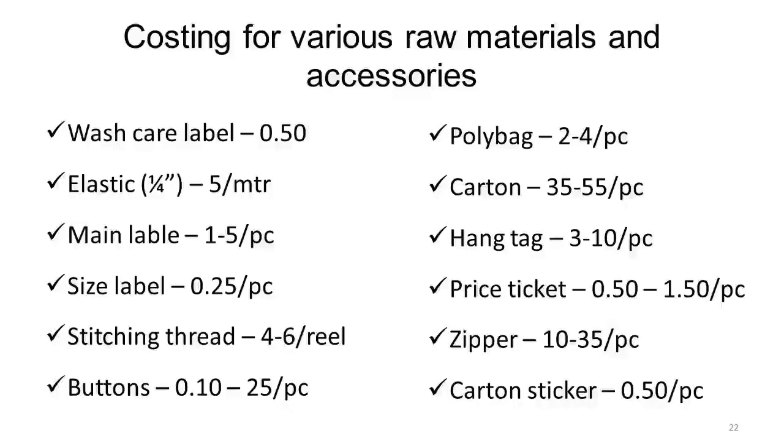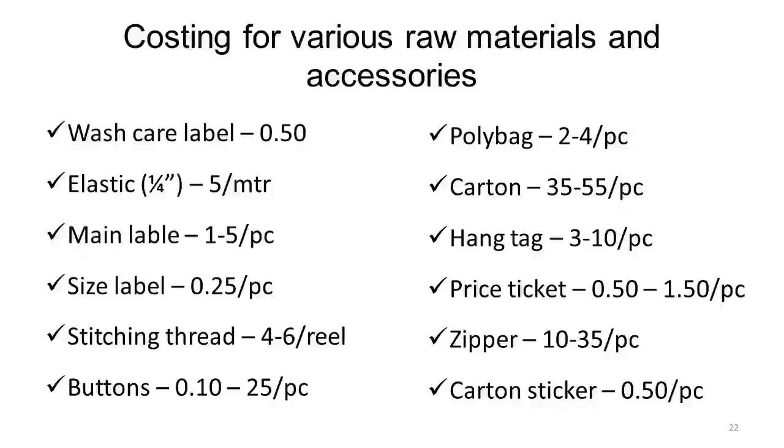Stitching thread is about 4 to 6 rupees per reel. One reel is about 400 meters. Buttons can vary from 10 paise per piece to maybe 25, 30, 40 rupees per piece, depending on, let's say there is a Swarovski encrusted button. In those cases, one Swarovski is about 2 rupees. So if there are 10 Swarovski on one button, then it's going to be like 20 rupees only for the Swarovski and then for the button. So buttons, the price would vary a lot.